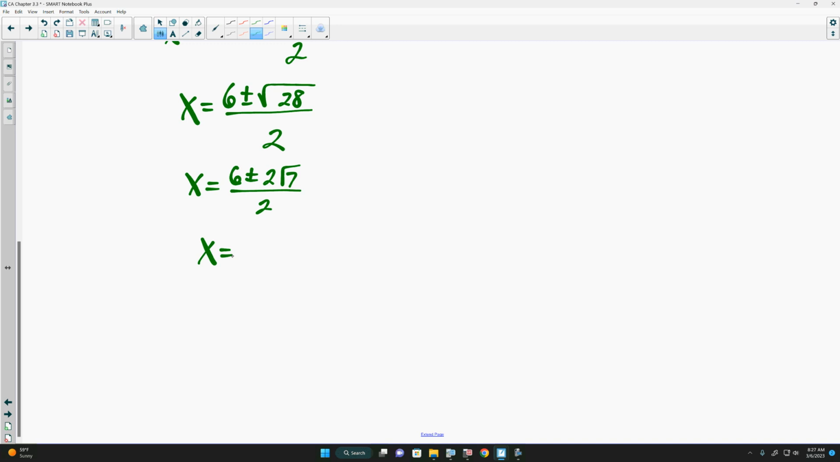Can we divide both of the numerators by 2? Yes. And if we can divide both of them by 2, we don't have to do a whole lot of messing with the fraction. 6 divided by 2 is 3. 2 divided by 2 is 1. So we get this here.